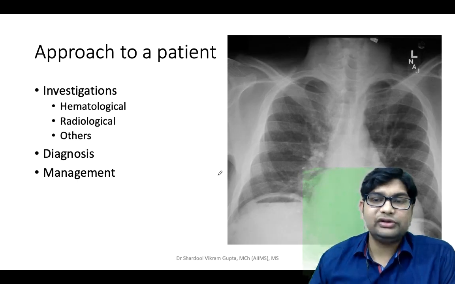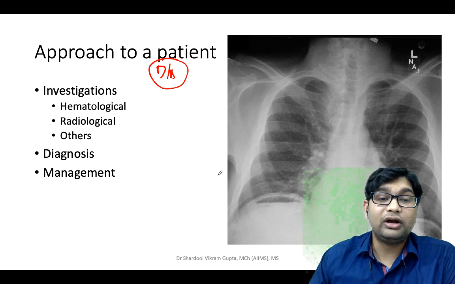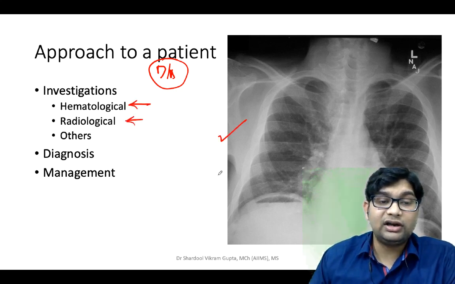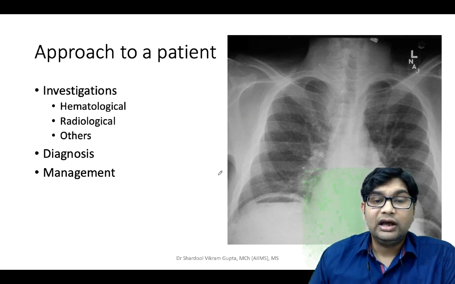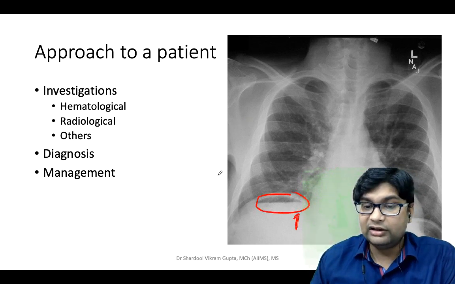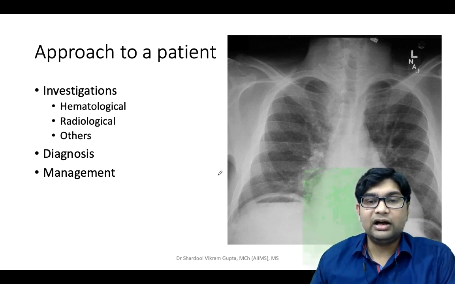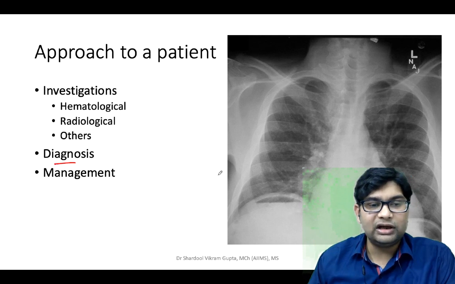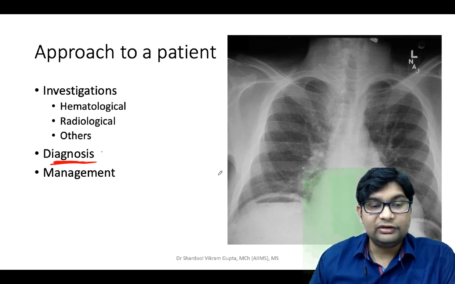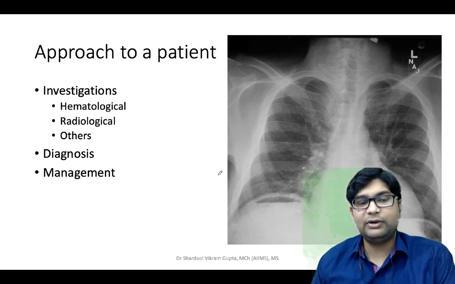So then once you have made a list of differential diagnosis, then you will go for some investigation like blood investigation, radiological investigation and other special investigation. And once you find something in the radiology, like here in this picture you are seeing a gas under diaphragm which is implying a perforation peritonitis, then you will make a diagnosis based on that, a perforation peritonitis, and then you will manage based on that particular diagnosis.